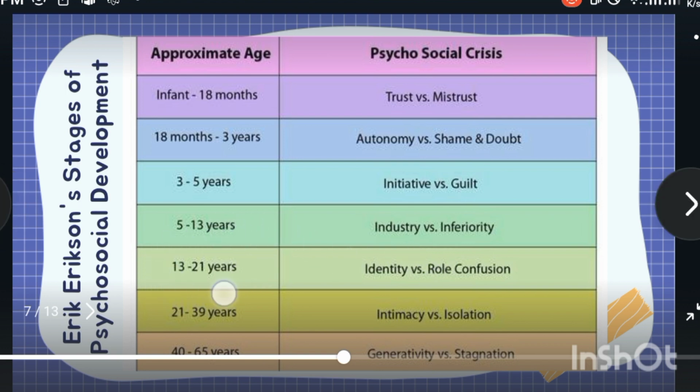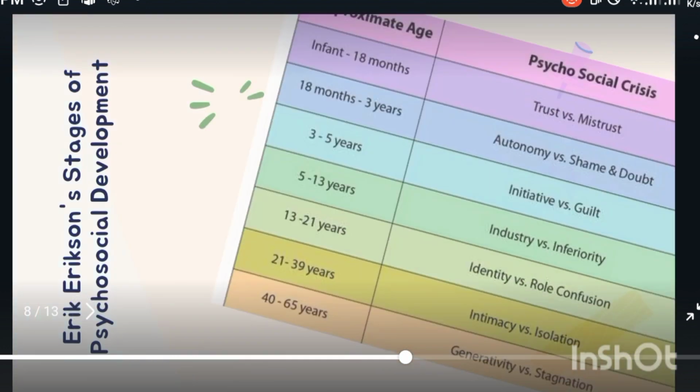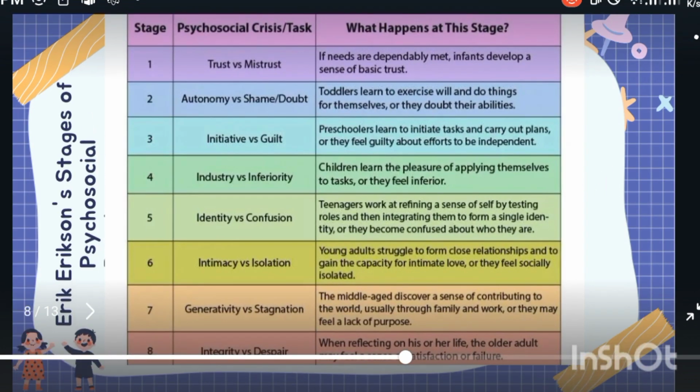At the age of 13 to 21 we have identity versus role confusion, at the age of 21 to 39 years we have intimacy versus isolation, and at the age of 40 to 65 years we have generativity versus stagnation. We will discuss it further, and I will explain all of this ahead. So let's move forward. This is a little discussion about what happens at each stage.